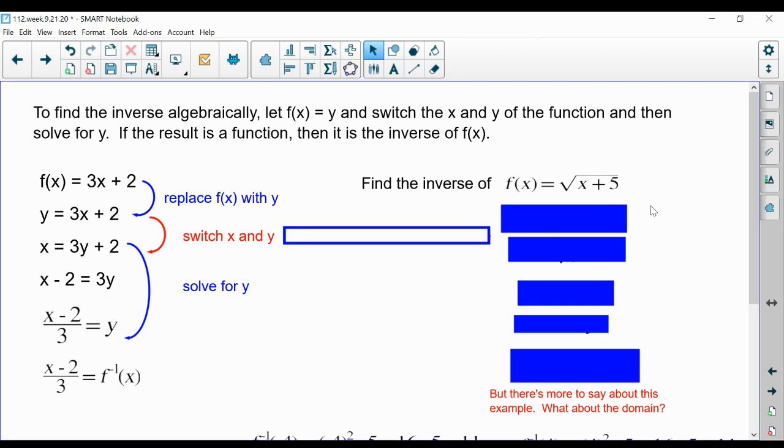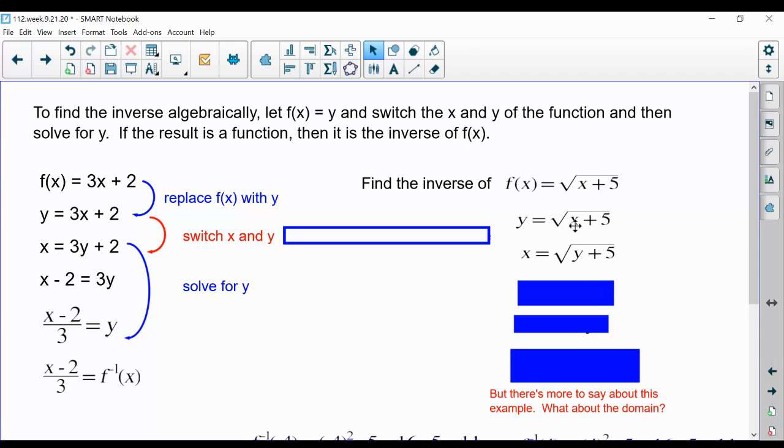Let's apply it to this: the radical x plus 5. So first, I'm going to replace f of x with y. Then I need to switch x and y. So I switch x and y. Now I need to solve for y, which involves subtracting 5 and also taking the square root.